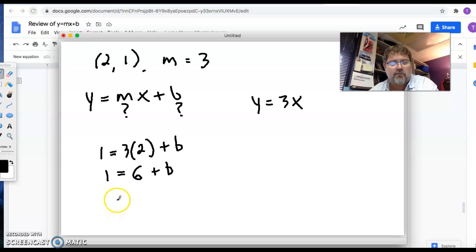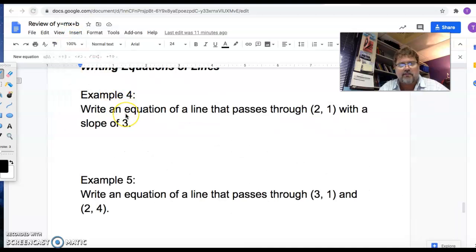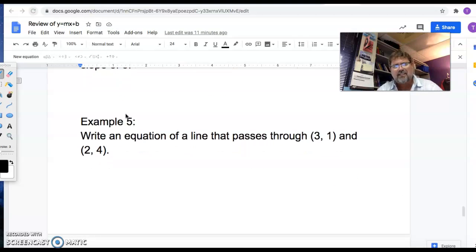All right, subtract 6 from both sides. You'll find that b is negative 5. So your equation is y equals 3x minus 5. All right? And that's that example. Now we could go to Desmos and graph this and see if it really goes through that point and everything like that. But I don't want this video to get too long because I want to get a couple of examples out of it.